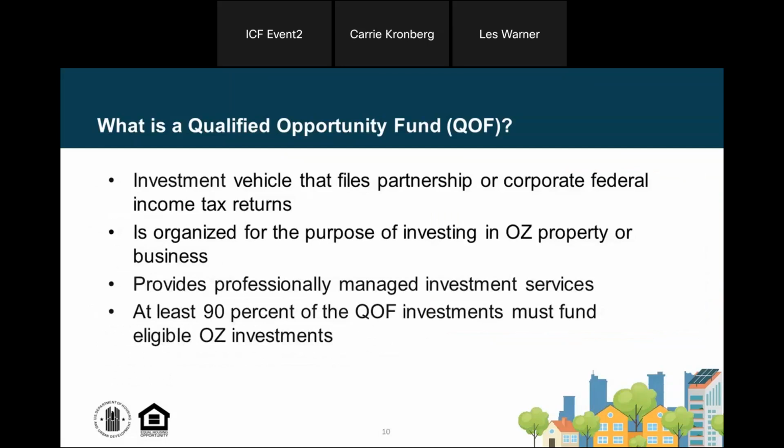This is an investment vehicle that files either a partnership or a corporate federal income tax return and is organized for the purpose of investing in OZ property or businesses. Kind of similar to what we oftentimes see with our equity investors within low-income housing tax credits. So that QOF provides professional management of those investment services.